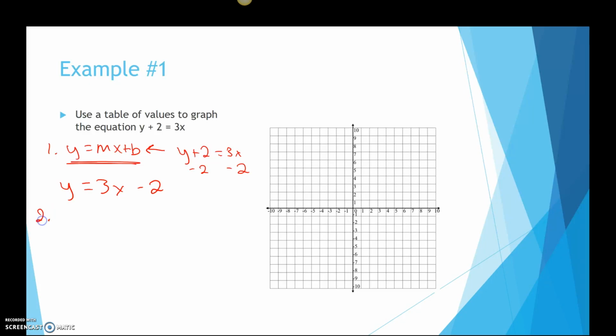Step 2 is where I'm going to create a table of values. So I'm going to create an XY chart table here. I'm going to choose 3 points.